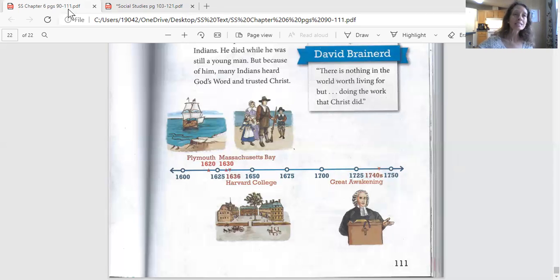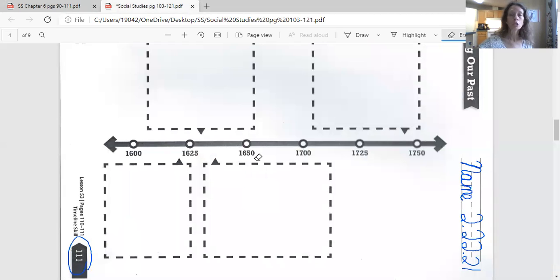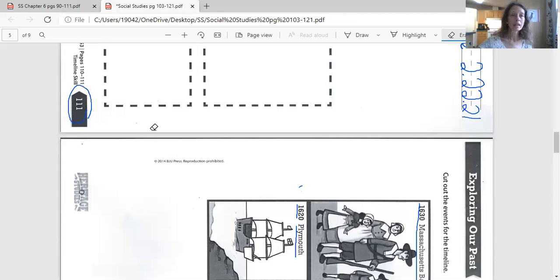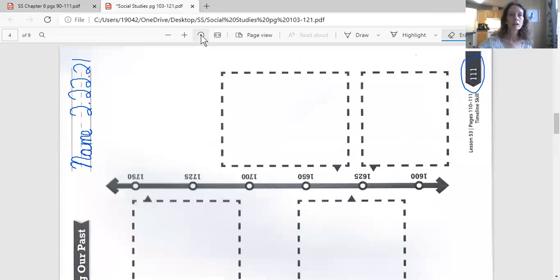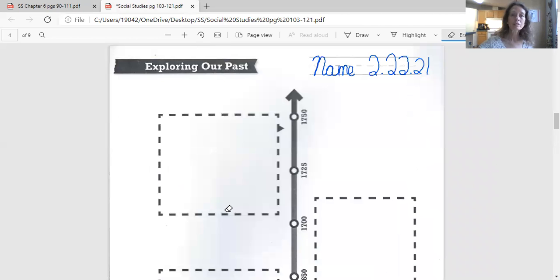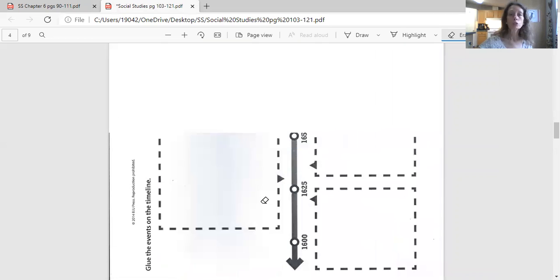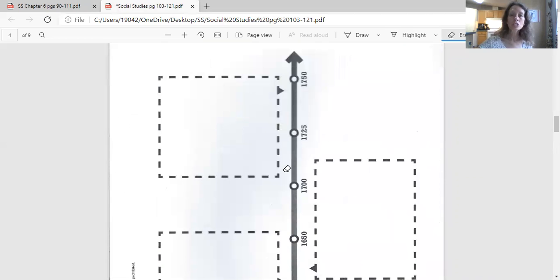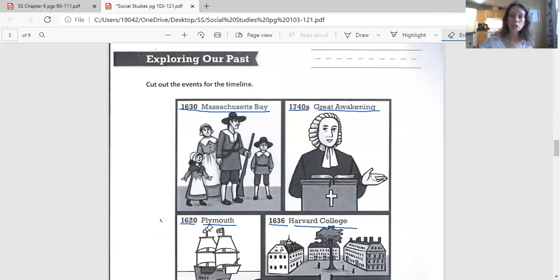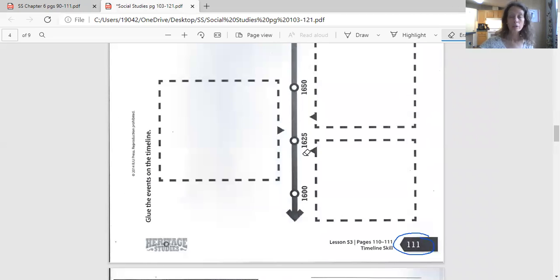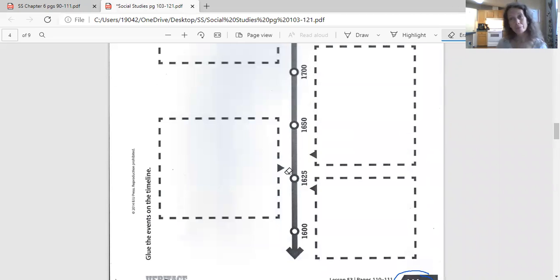But today's assignment, let's see it right up here. We have page 111. I'll turn that around for you. Page 111 and page 112. So you have some of these squares on a timeline, and your job is to put the pictures in the right squares. What's the easiest way to do that? The easiest way would be to cut out the pictures and glue them in the right spots.